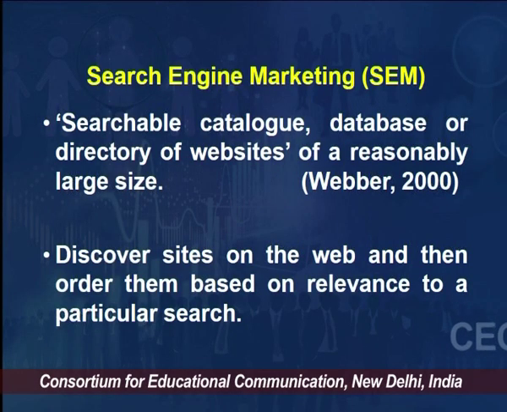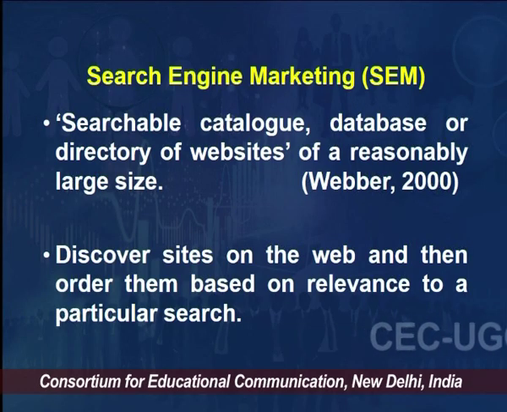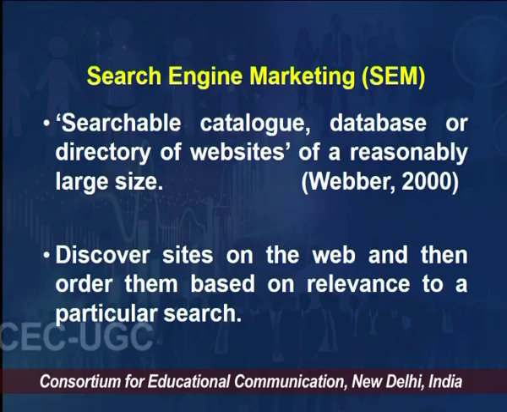In the words of Weber, in the year 2000, he defined search engine marketing as a searchable catalog or a database or a directory of different websites of a large size. So, what happens, students, is that the search engines discover sites on the web and then order them based on relevance to a particular search which has been put up by the user.